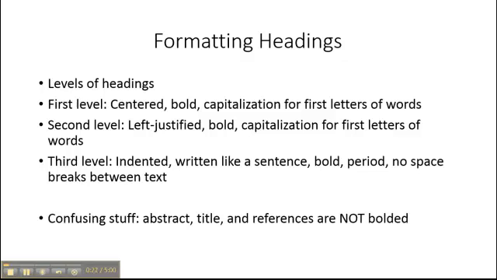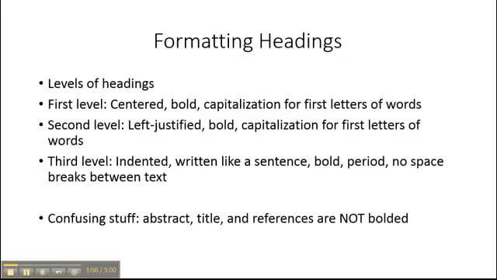Your first level, which is your first major organizational group, is centered, bolded, and you capitalize the first letters of each of your words. For the second level, it's left justified, so it runs up against the left-hand side of your page. It's also bolded, much like the first level, and then you capitalize, again, the first letters of all your words. The third level is indented, not left justified across the page, but indented like a regular paragraph. It's written like a sentence, so the capitalization is really only for the first word or for proper nouns. You bold it, you also include a period, and there's no space breaks between the text.